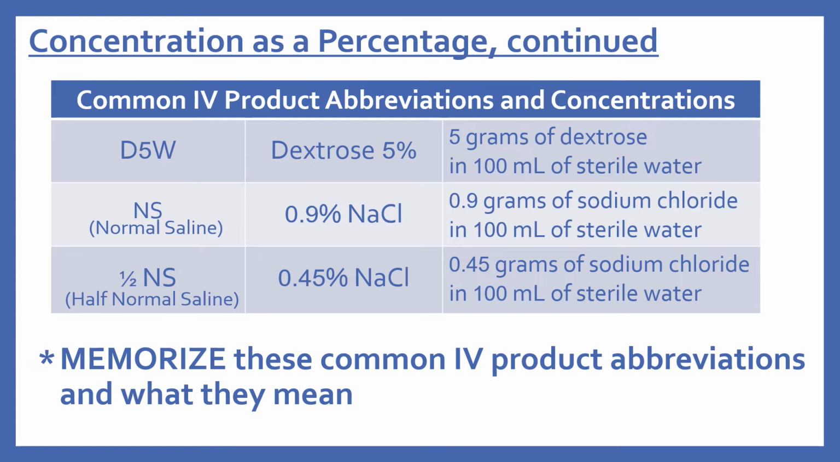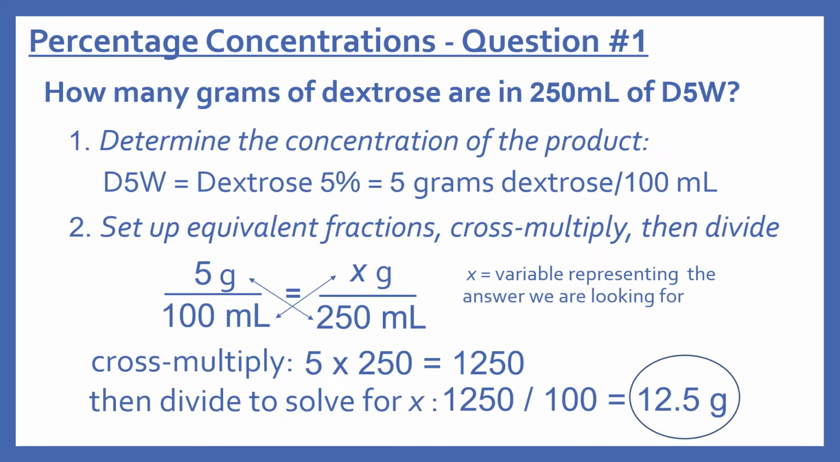Then there's half NS, which is half normal saline. This is 0.45% NaCl, which is sodium chloride. And the concentration of this would be 0.45 grams of sodium chloride in 100 milliliters of sterile water. So now we'll look at some percentage concentration questions. We'll start with question number 1.